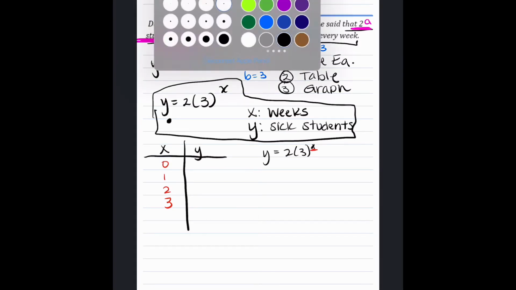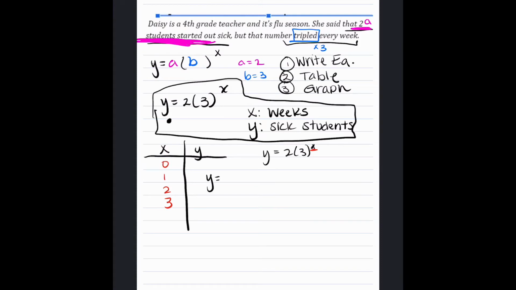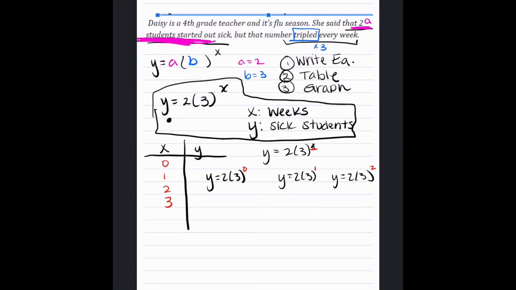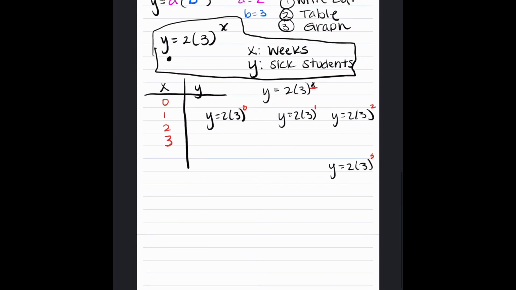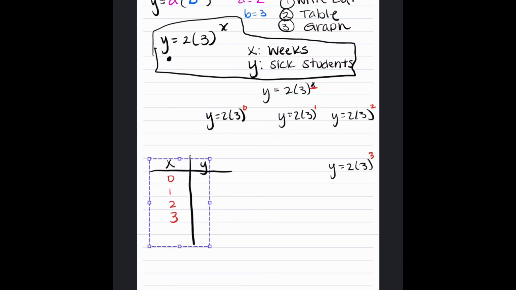So I'm actually going to do it all at one time. I'm going to start with y equals 2 times 3 to the 0 power. And then I'm just going to go y equals 2 times 3 to the first power, y equals 2 times 3 to the second power, and then to the third power as well. I'm going to do that one kind of down here. Y equals 2 times 3 to the third power. Okay, and then I'm going to solve each of these and plug them into my table here. Sorry, I know I don't have a ton of room. I kind of got a little messy with this.